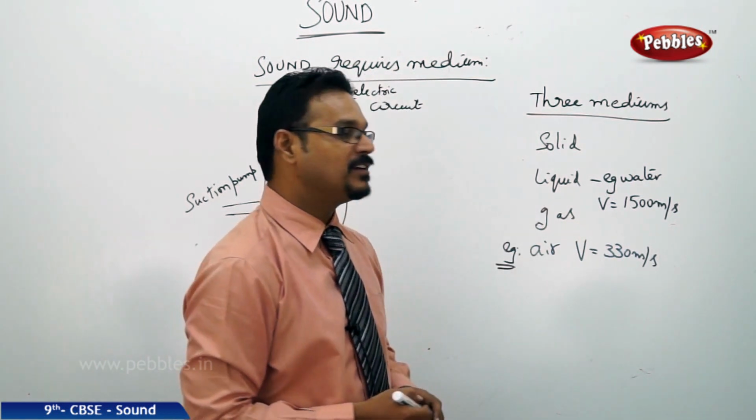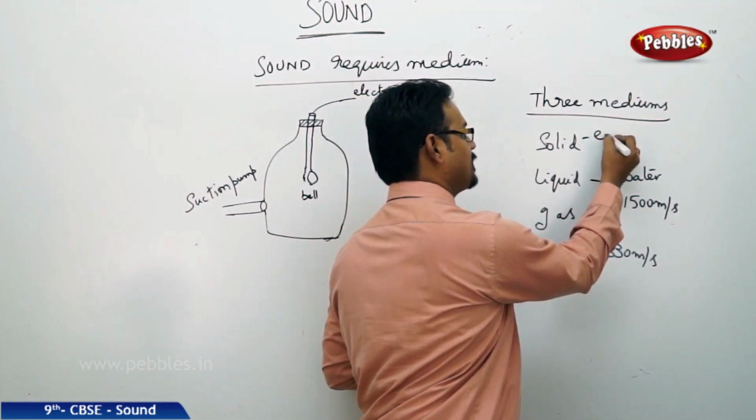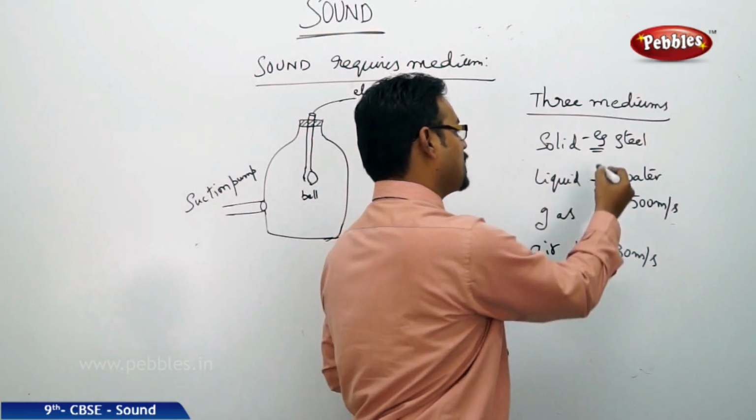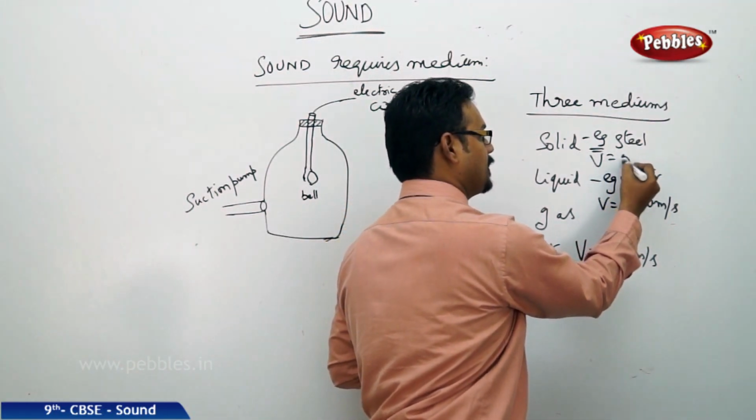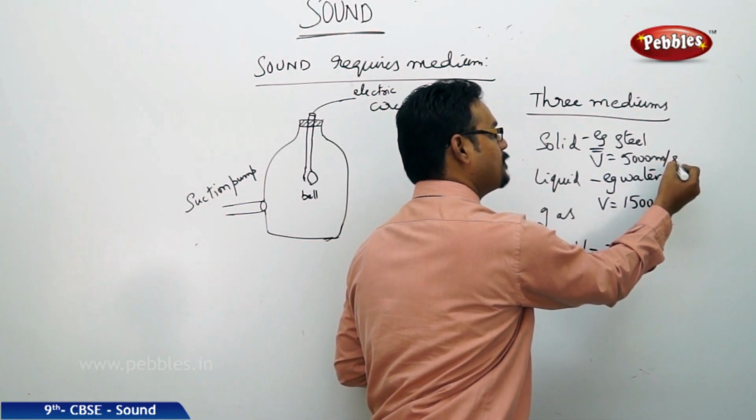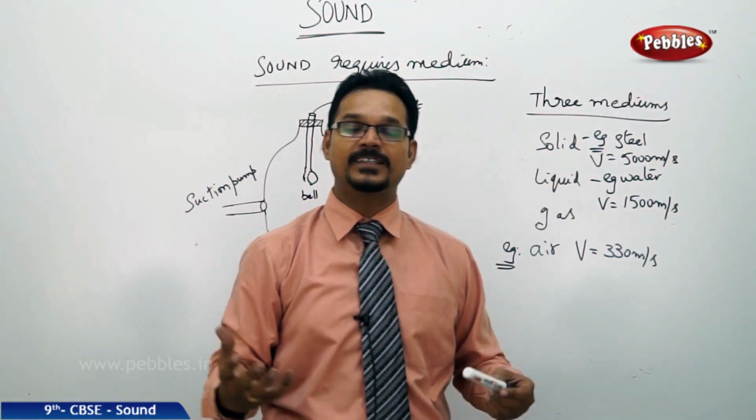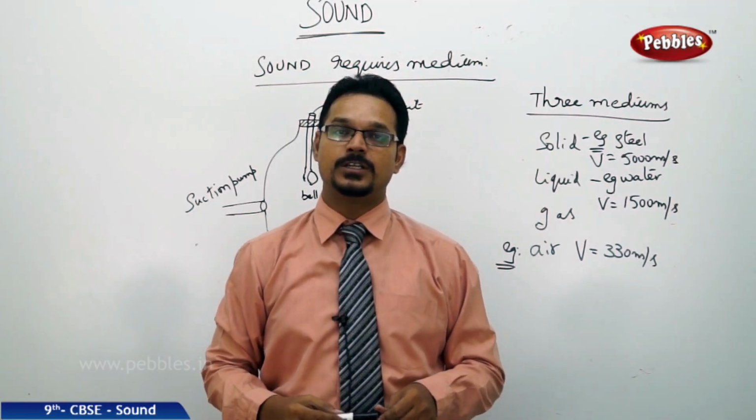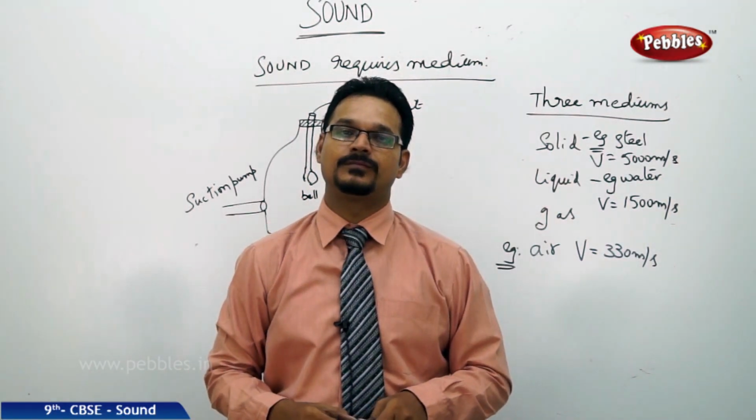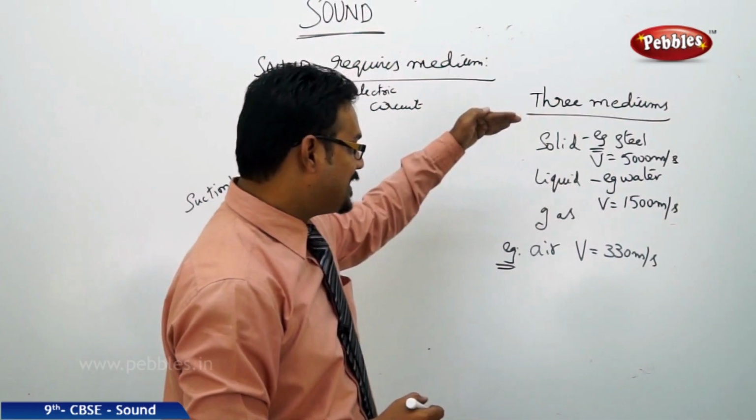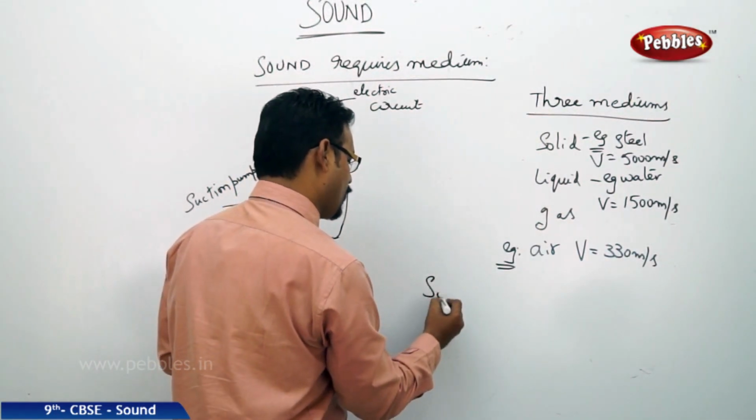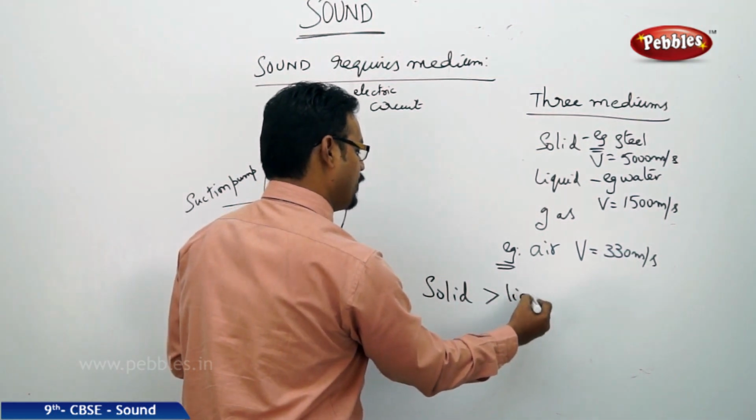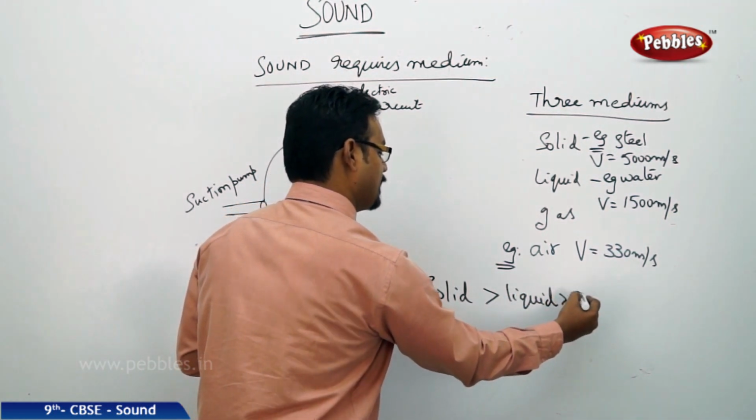Now one more surprising thing for you. In solids, for example, take steel. The speed of sound is 5000 meters per second. 5000 means in 1 second it travels 5000 meters. See how fast it is. So if you see the order, you can understand that in solid the speed of sound is greater than liquid, which is greater than gas.